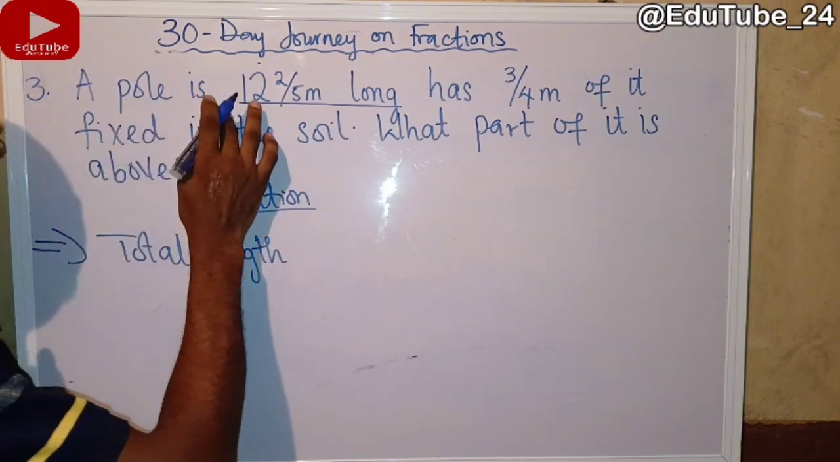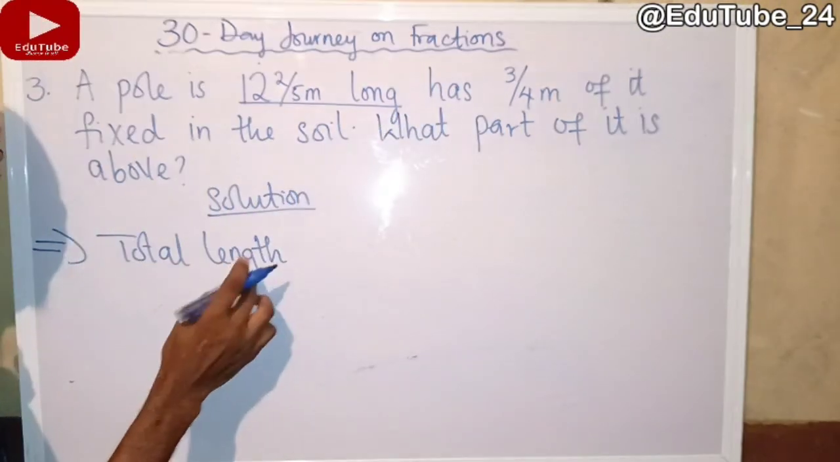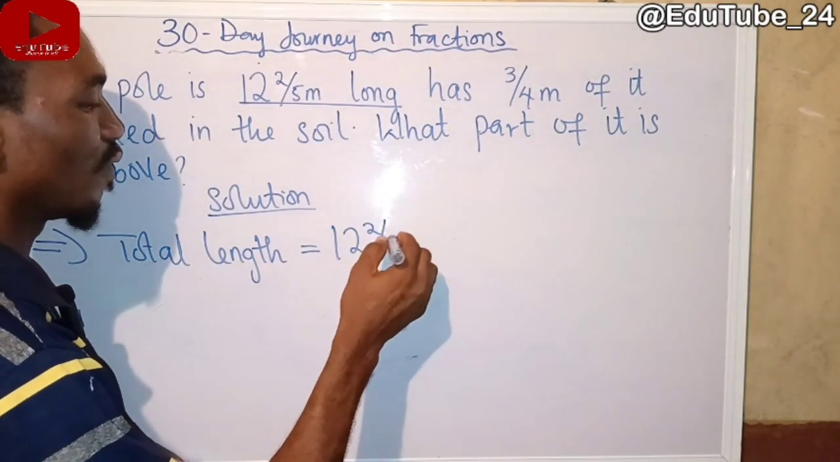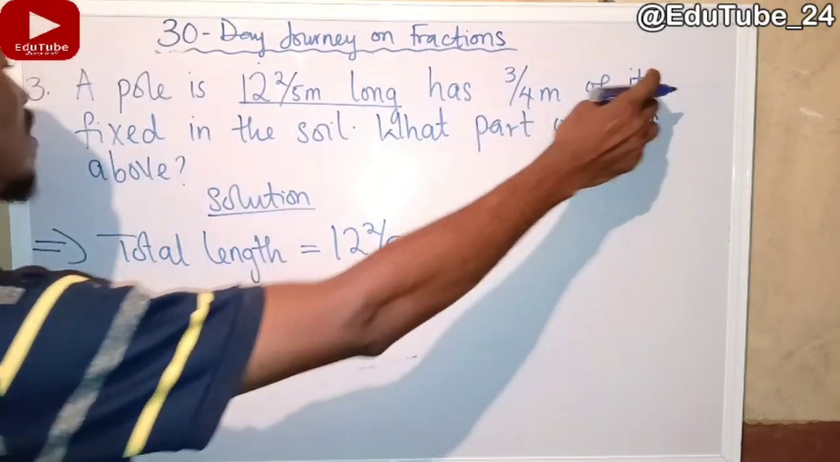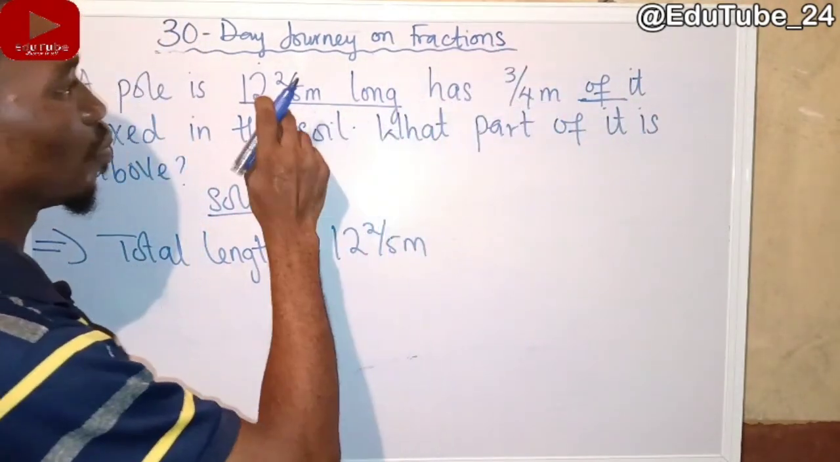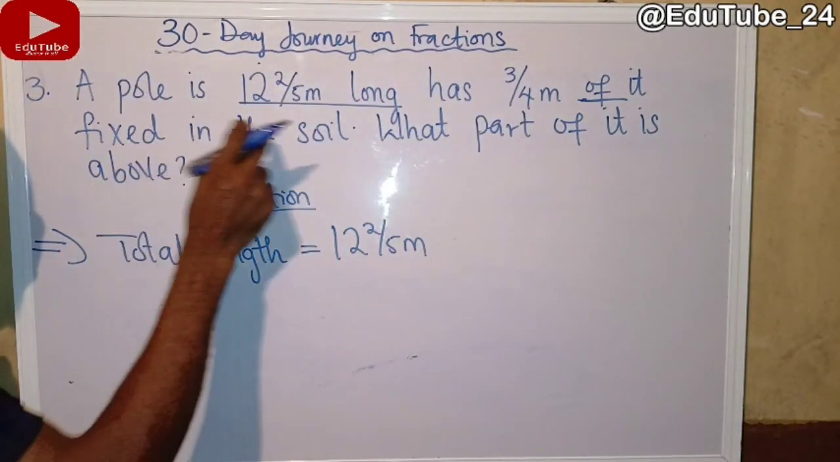A pole is 12 whole number 2 over 5 meters long. And the total length of the pole is 12 whole number 2 over 5 meters. Then 3 over 4 meters of it. Take note of this "of". That means this is part of this. That is, this part of this is fixed in the soil.